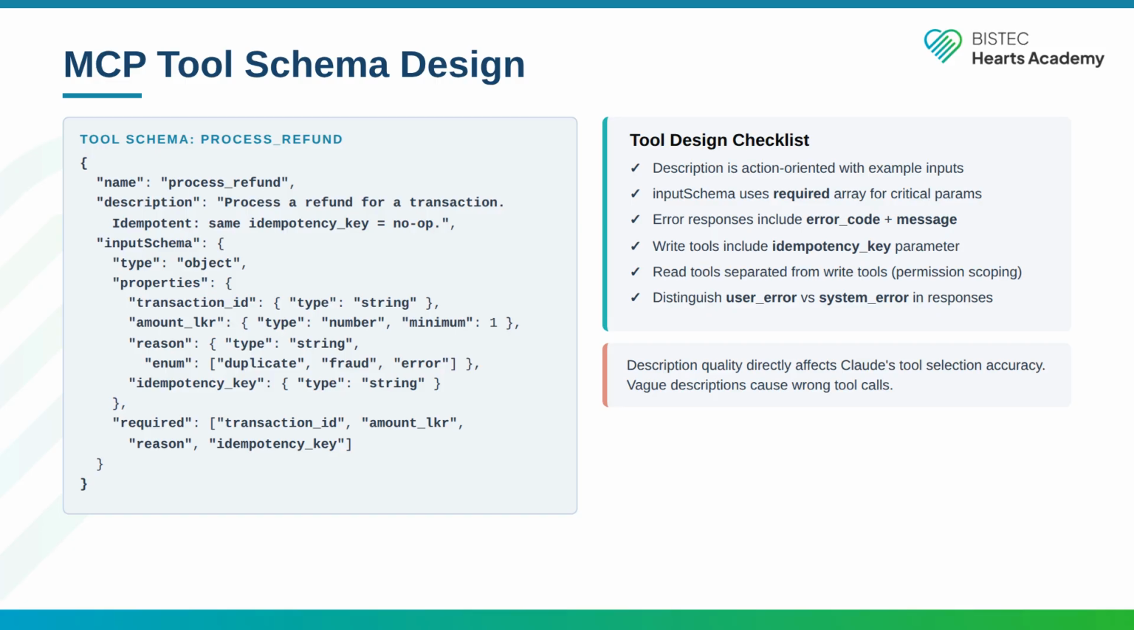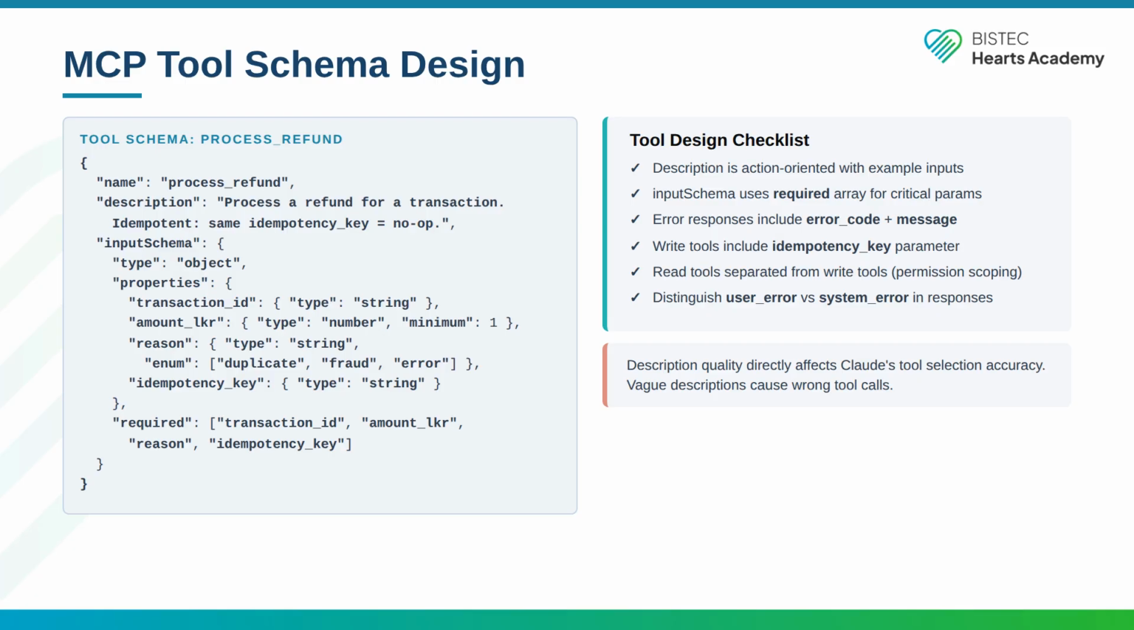The description is the most important field in the entire schema. It tells Claude when to call this tool and contains a critical constraint: idempotent. Calling with the same idempotency key multiple times has no additional effect. That sentence prevents double charges.